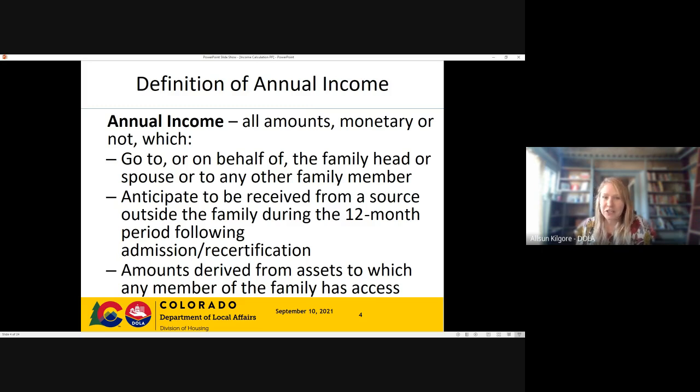So for the definition of annual income, we'll just read through this. Annual income is defined as all amounts, monetary or not, which go to or on behalf of the family, family head or spouse, or to any other family member. Any funds anticipated to be received from a source outside of the family during the 12-month period following admission or recertification, or amounts derived from assets which the family member has access to. And we'll dive into those as well as some examples a little bit later in today's training.